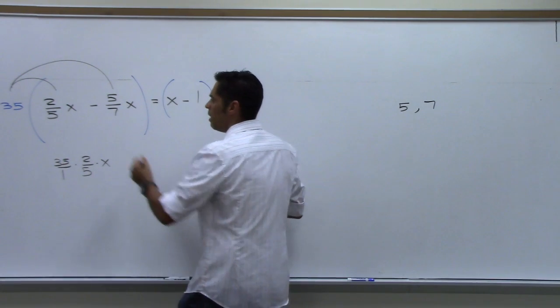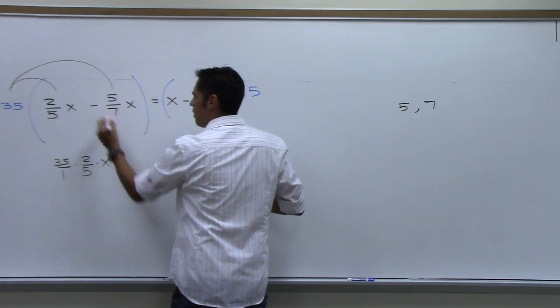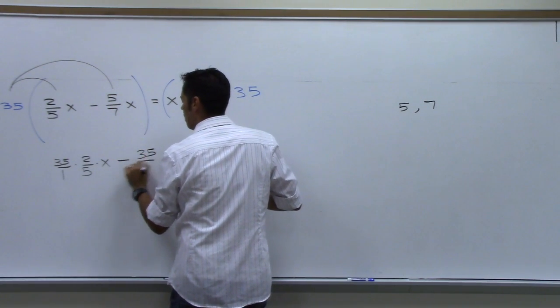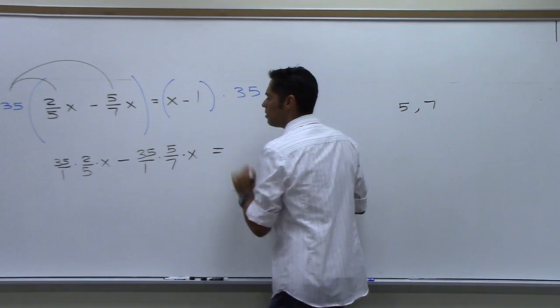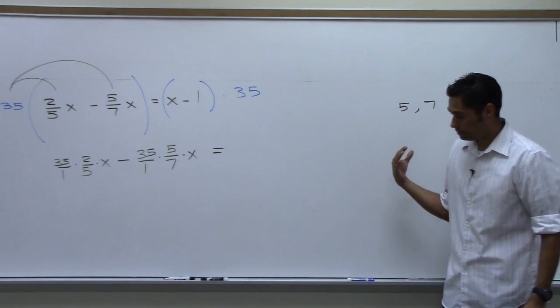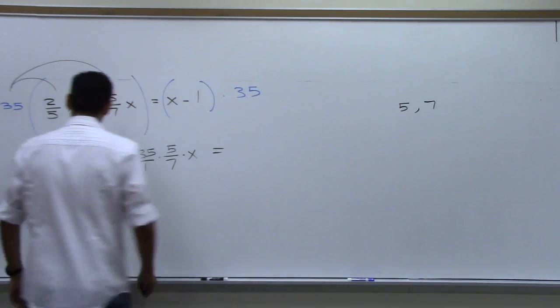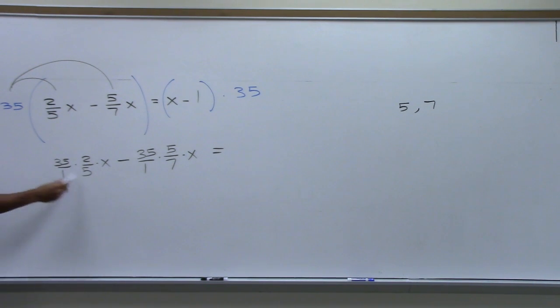Y'all agree? Now when I do the next one here to here, I'm going to have a minus sign. It'll be 35 over 1 times 5 over 7 times x, right? And then equals, the other side I'll take care of in a minute. So I did this so that you could see where the reducing of the fraction is going to occur. This 5, right? 5 goes into 5 one time, 5 goes into 35 7 times. So what you're left with here is 7 times 2, right? And 1 times 1. So what is that? 14 over 1? So that's just 14x.